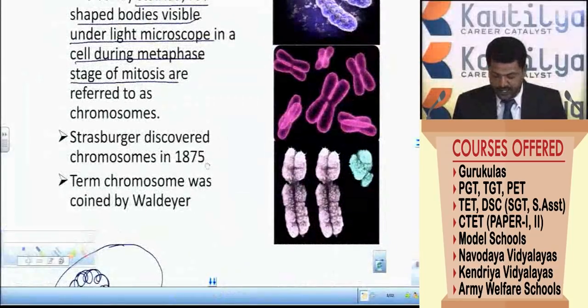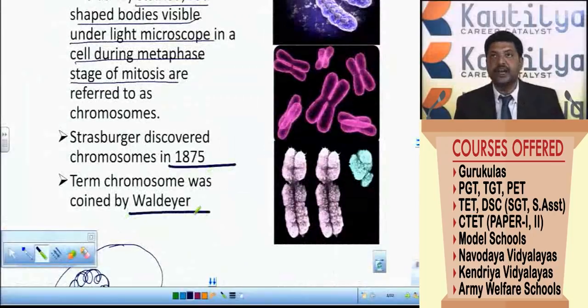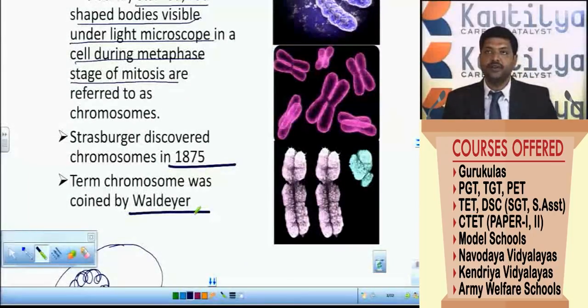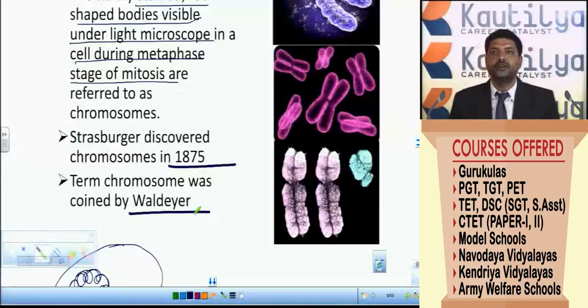Strasburger discovered these chromosomes in 1875. The term chromosome was given by Waldeyer. Once again, what are chromosomes? Chromo means color, soma means body. A colorful body that can be easily seen at the metaphase and anaphase stages of mitosis and meiosis is known as a chromosome.